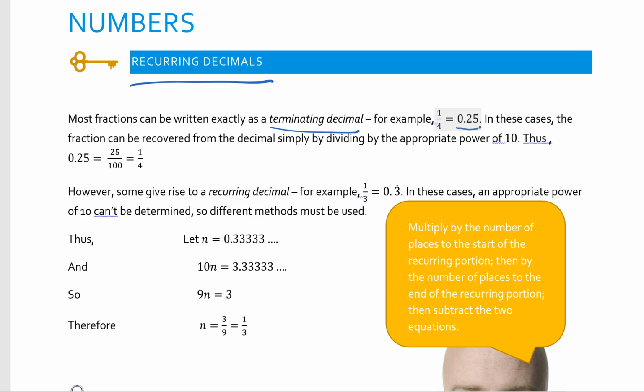If we are given a decimal and we want to recover the fraction, then we use, again, a similar concept just based on our place values. We divide by the appropriate power of 10. So if I had 0.25, for example, I know that I've got 2 tenths and 5 hundredths. If I add those together by getting a common denominator, that gives me 25 hundredths. And if I cancel that down, that gives me my original quarter.